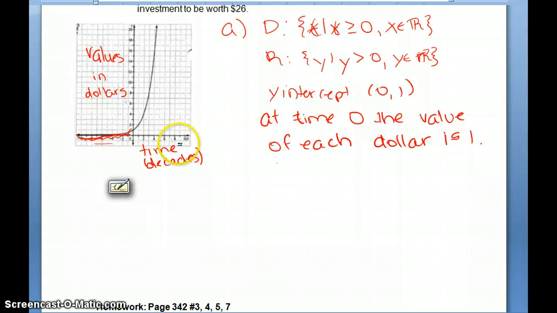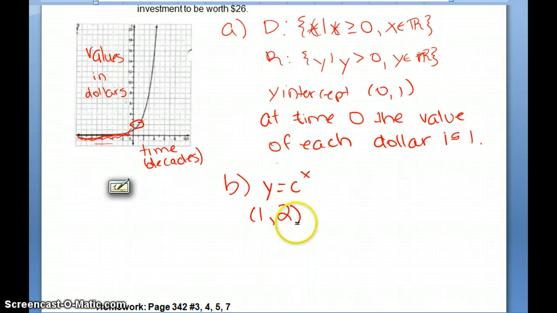Alright, so for B there, we need to find the exponential function that represents this graph. And what we can say here is that, remember, our general form is y is equal to c to the power of x. Then all we have to do is find where x is equal to 1 on the graph. And if you guys can see that, it is at (1, 2). So that means that c is equal to 2. So we can rewrite that as y is equal to 2 to the power of x.